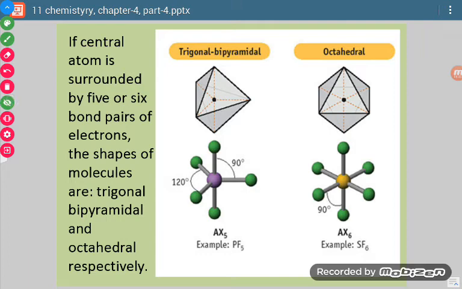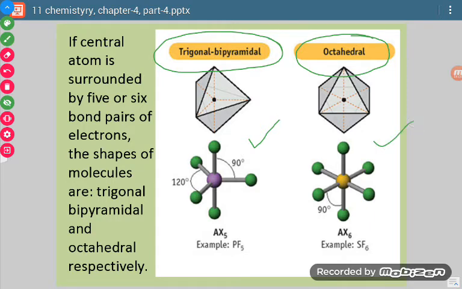Now if there are 5 bond pairs around the central atom, then how will they be arranged? They will be arranged in the form called trigonal bipyramidal, or sometimes we say triangular bipyramidal. That is one and the same thing. And if there are 6 electron pairs around the central atom, which are all bond pairs, then octahedral geometry will be there. So this is triangular bipyramidal or trigonal bipyramidal, and this is octahedral.